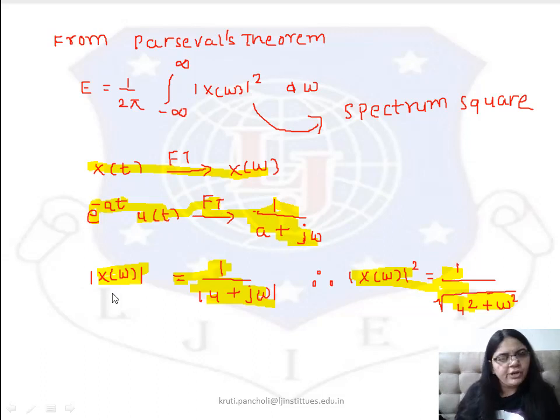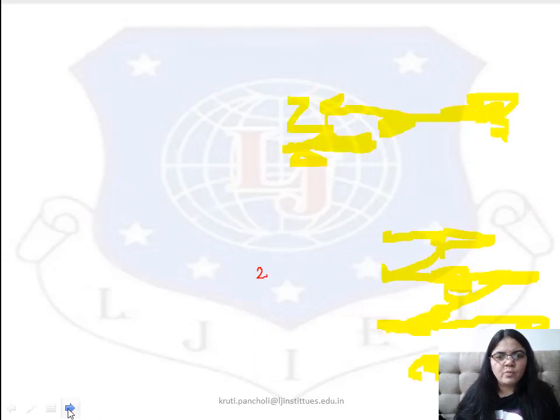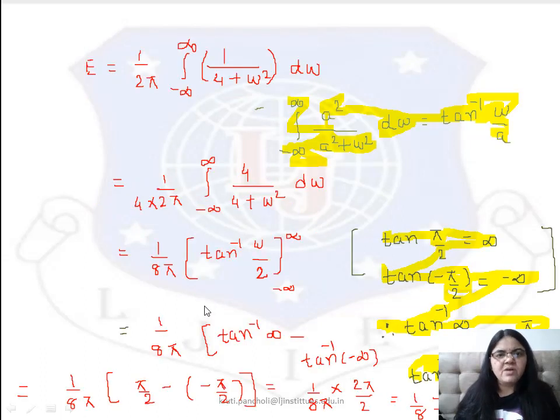So we need the modulus of X of omega. So we can write 1 upon modulus of 4 plus j omega. And this is the complex function. So what we are doing? We are doing the square of that. So it is the modulus of X of omega square. It is equal to 1 upon square root of 4 square plus omega square. So now we are putting this value in the equation.